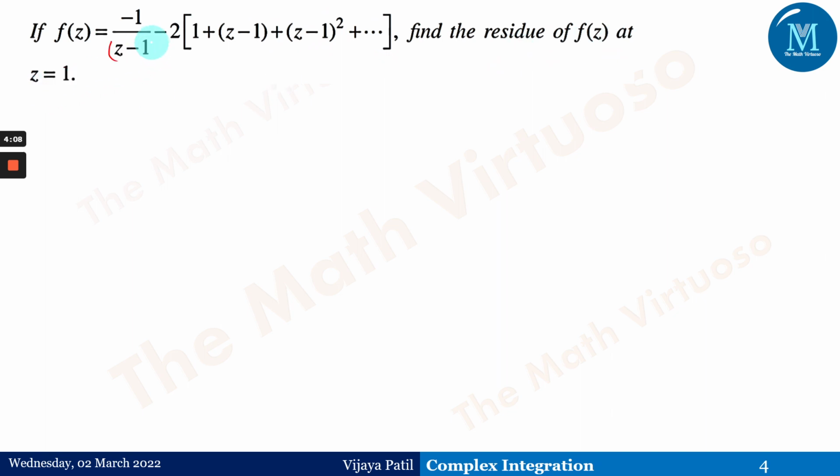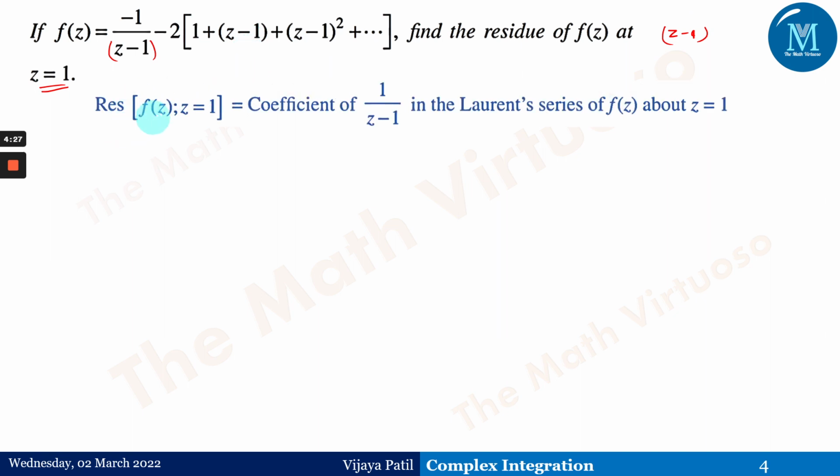Now if you observe here, this is the expansion we have been given, and we have to find out the residue at the point z equals 1. So z equals 1 means we should have the powers of z minus 1 in the expansion. Yes, they have been given to us here.